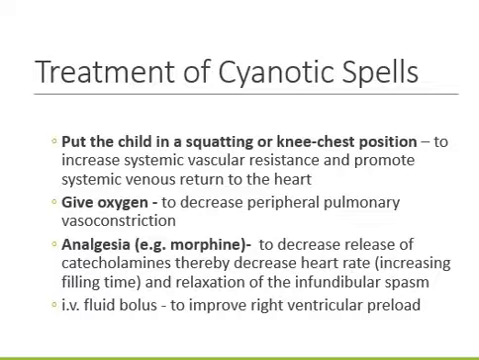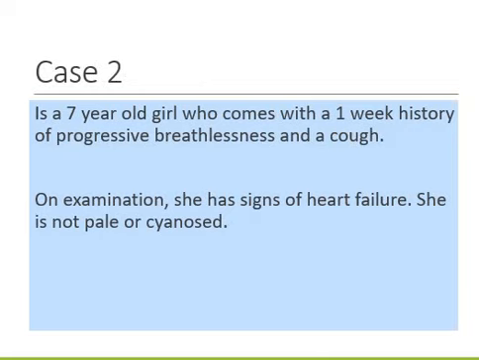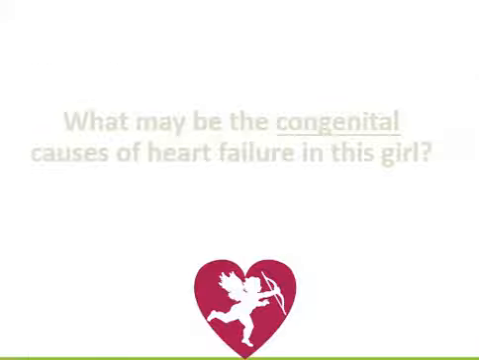Alright, now let's take a look at another case. This is a 7-year-old girl who comes with a 1-week history of progressive breathlessness and a cough. On examination, she has signs of heart failure. She is not pale or cyanosed. What may be the congenital cause of heart failure in this girl?